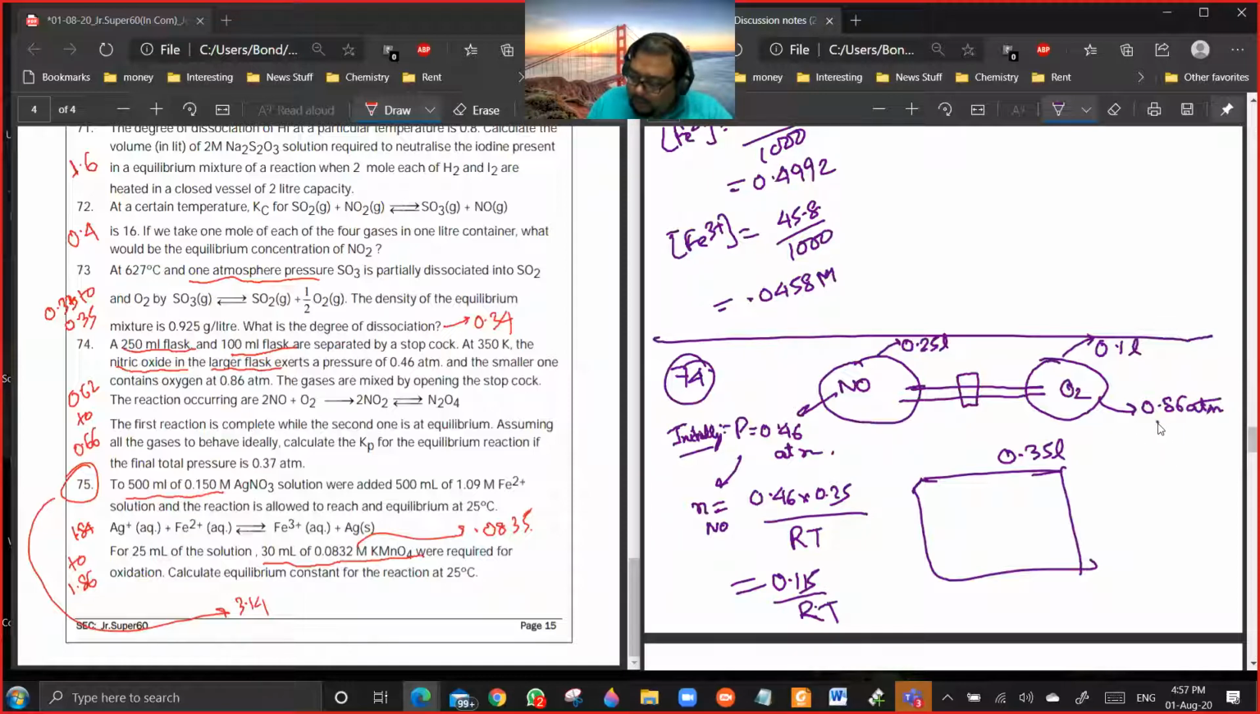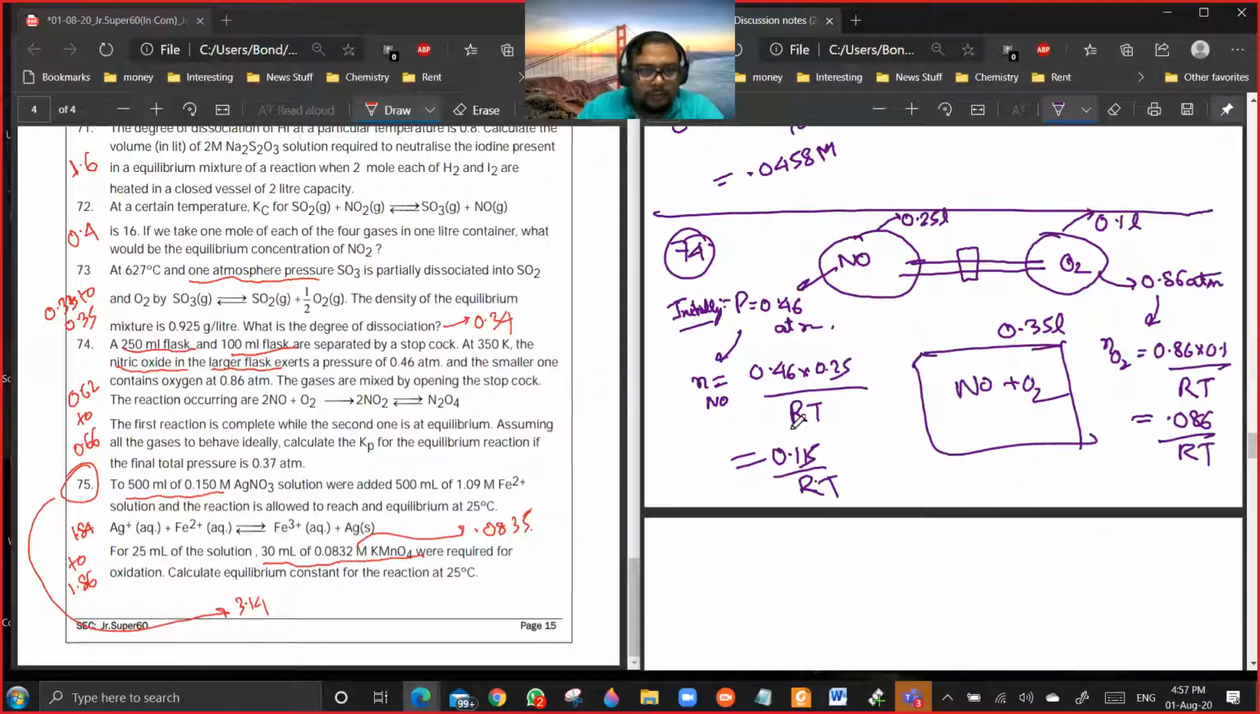Okay, in this case, moles of O2 will be 0.86 into 0.1 by RT. Okay, so it is 0.086 by RT. These are the moles of O2 and NO. Now you see the moles will remain the same initially. So now you are having NO and O2 in this vessel.